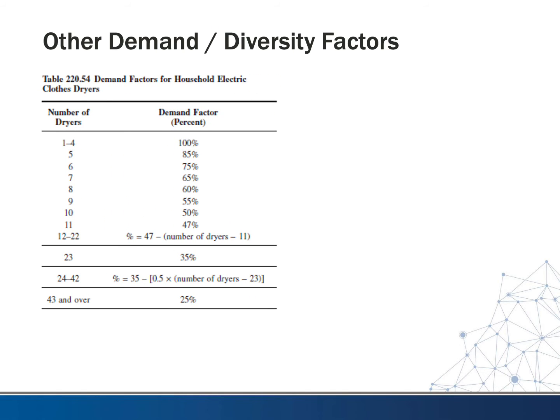Another table you might use, and this again would probably be in an apartment complex, is clothes dryers. If you have 1 to 4 clothes dryers, 100%, but as we start to go up, you can see it drops down pretty quickly, and when you get above 22, they have a little calculation you can do here. And when you get to 23, it's 35%, and so on and so forth. So if you had an apartment complex with 50 apartments, you need to separate out your clothes dryer load, and then take whatever the size of the dryer is, times 50, times 25%.